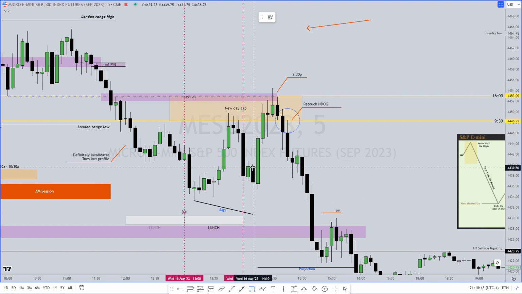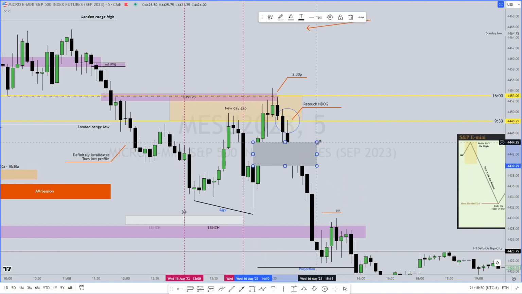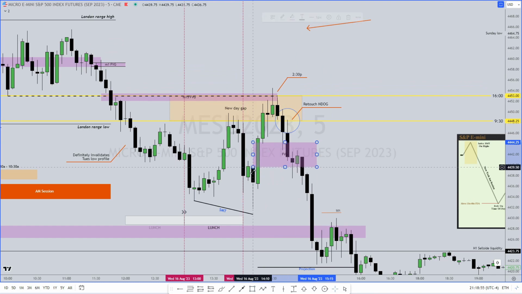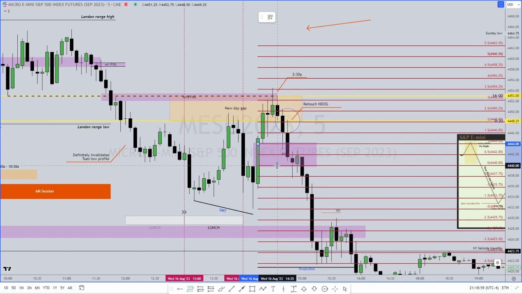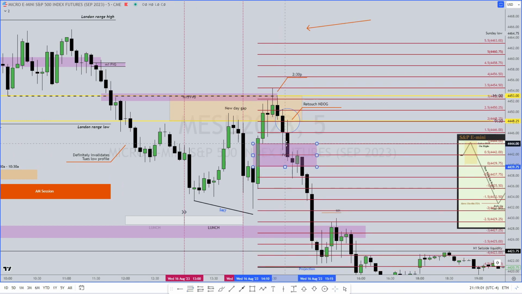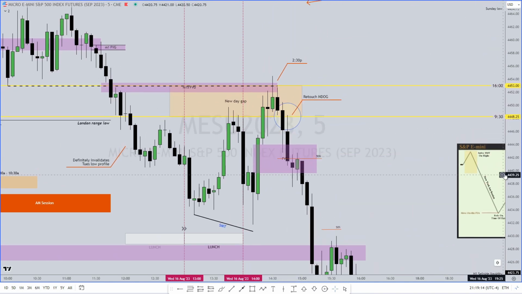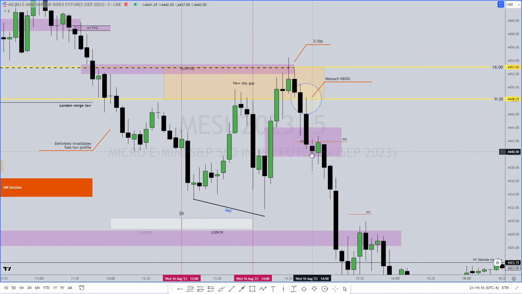So what I mean by that is this fair value gap. Once we cross the 50%, that 50% here becomes an inversion. So as soon as price clears below that 50%, that's an opportunity to go short. We see the retest on the bullish candle here.